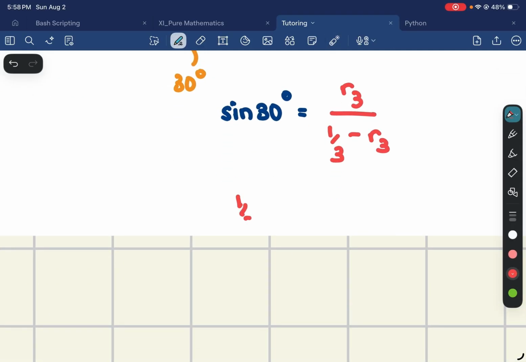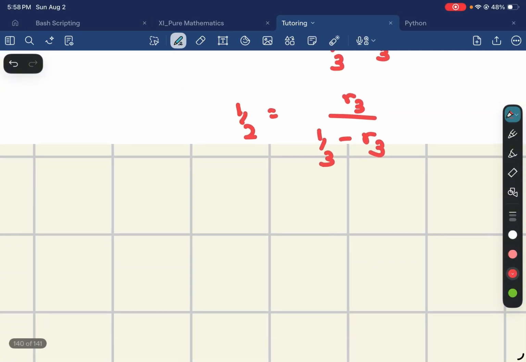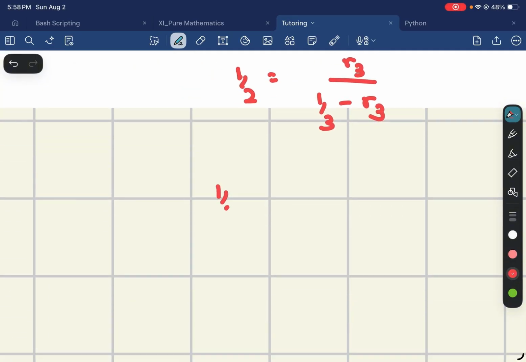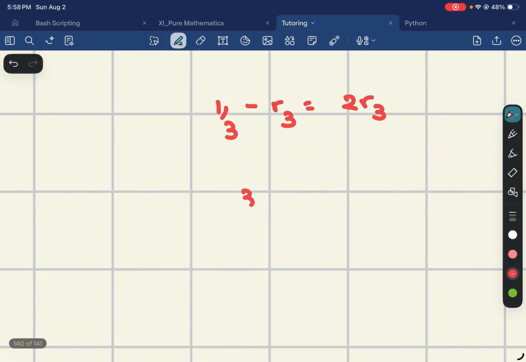And sine 30 is half. So we have R3 divided by 1 over 3 minus R3 equals 1 over 2. And now let's rearrange the terms. If I do so, I'm going to get this expression. And let's just solve this. So you get 3R3, if you send this to the other side, is 1 over 3. And R3 is going to be 1 over 9.